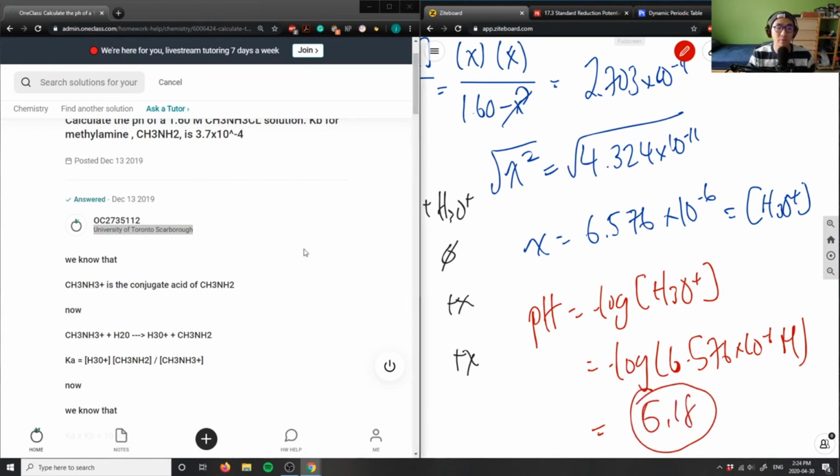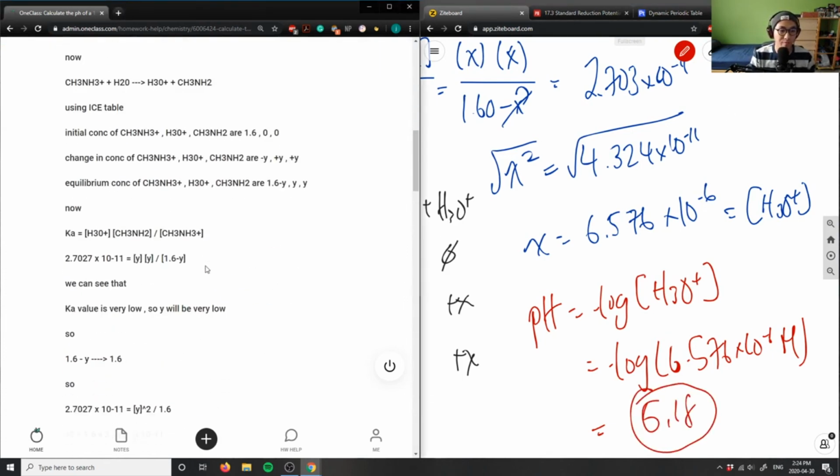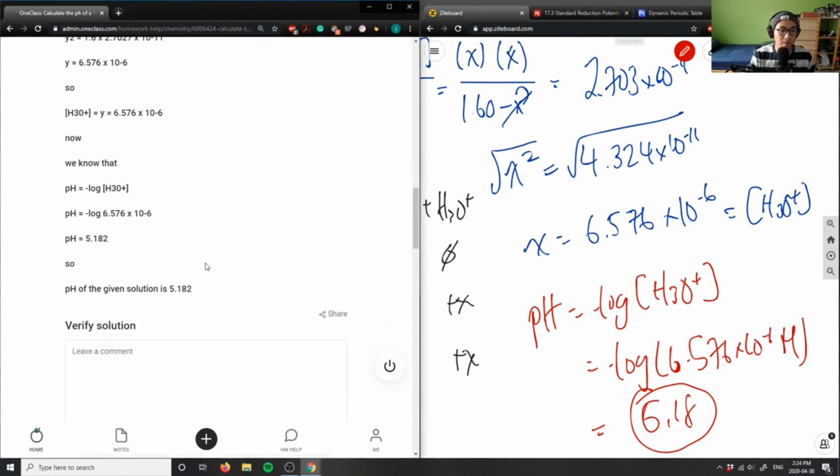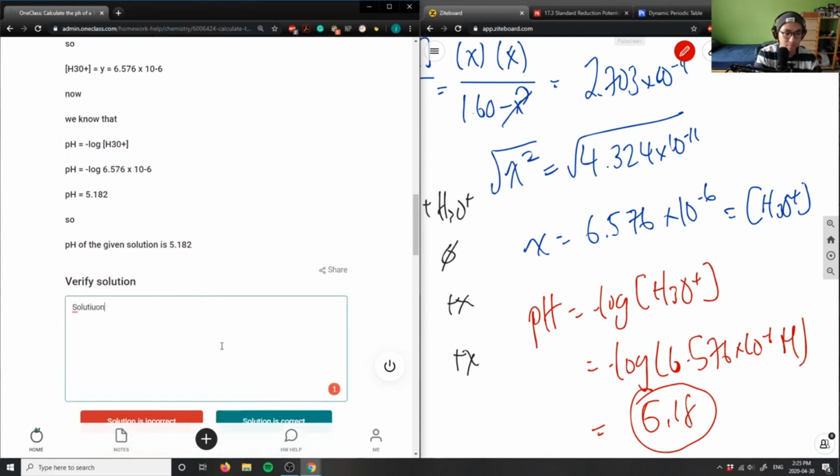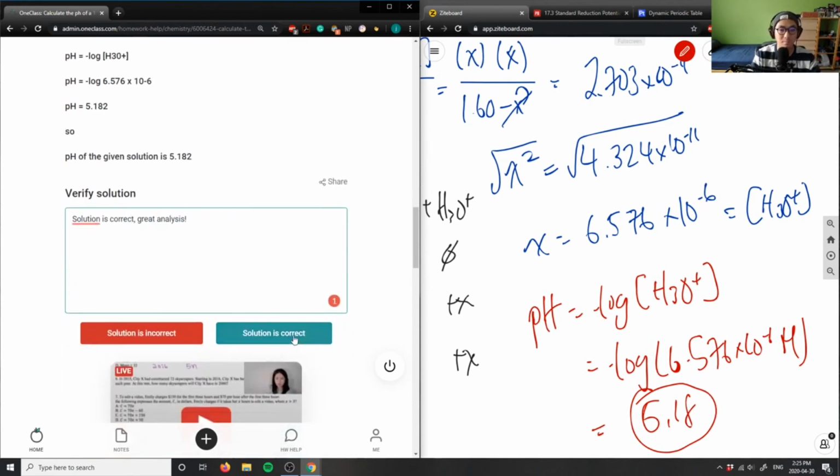This will be my solution for this question. So 5.18 here is my solution, which is the correct solution that they have here. So the solution is correct. The hydronium ion was calculated correctly as well. So the solution here is correct. Great analysis here.